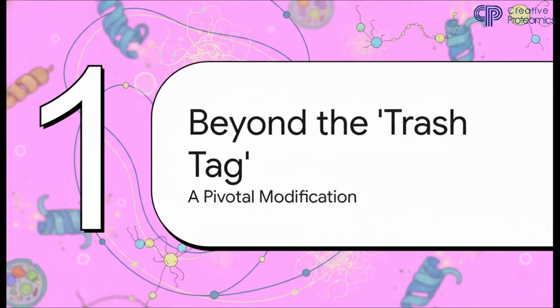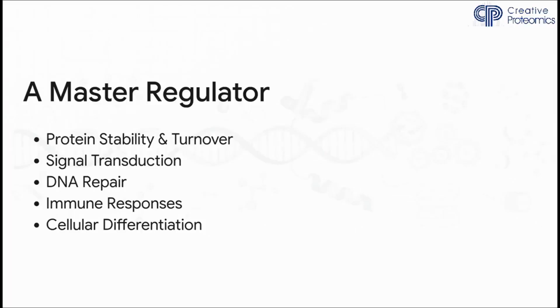All right, let's start peeling back the layers here. We're moving way beyond that simple trash tag idea. At its core, ubiquitination is what we call a post-translational modification, which is really just a fancy way of saying it's an edit made to a protein after it's already been built. And this particular edit, well, it's a dynamic, reversible signal that does so much more than just take out the cellular trash. I mean, the sheer scope of its influence is just, wow, it's staggering.